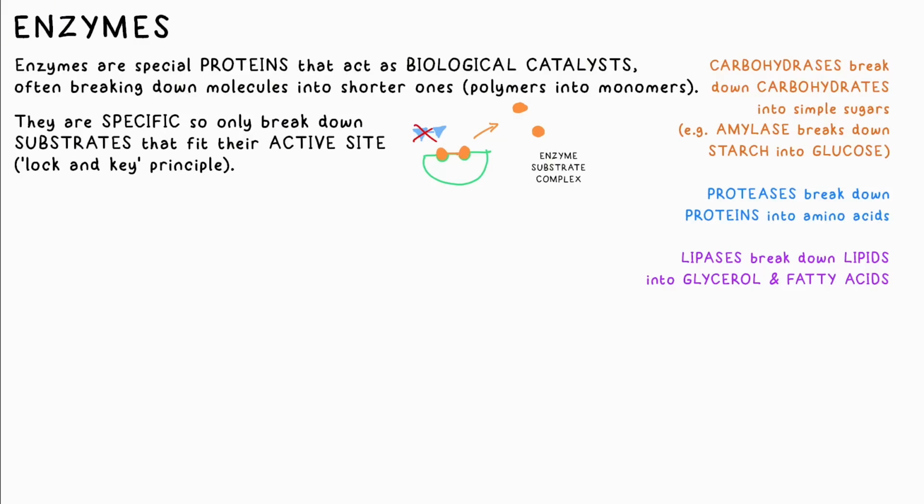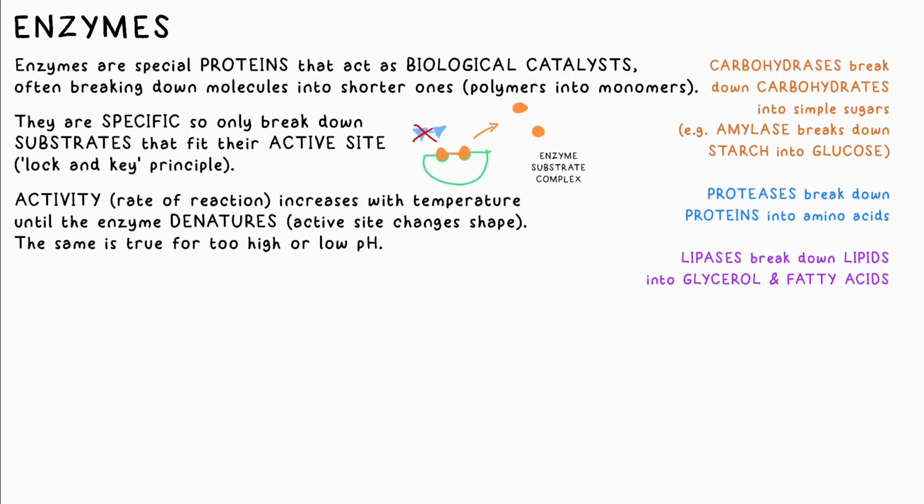They're specific because they work on a lock and key principle. The substrate, for example the starch, binds to the enzyme's active site. We then call this a complex. However, this can only happen if the substrate is the right shape in order to fit the active site. In reality, they're incredibly complex shapes, no pun intended. These shapes here are just to represent them. Much like a lock and key, it only works if they're the right shape for each other.